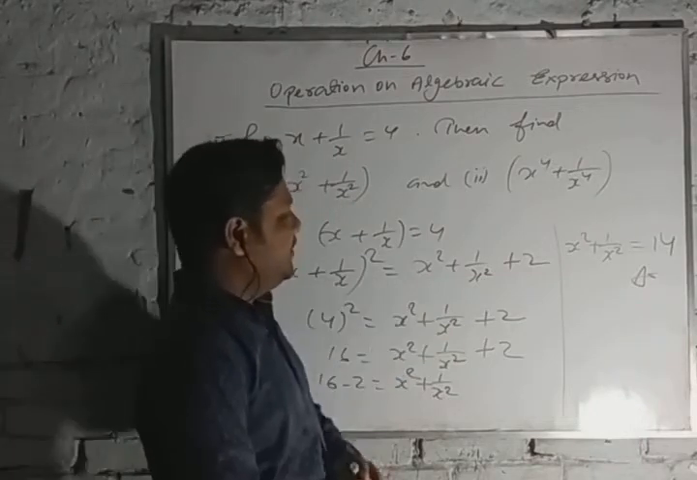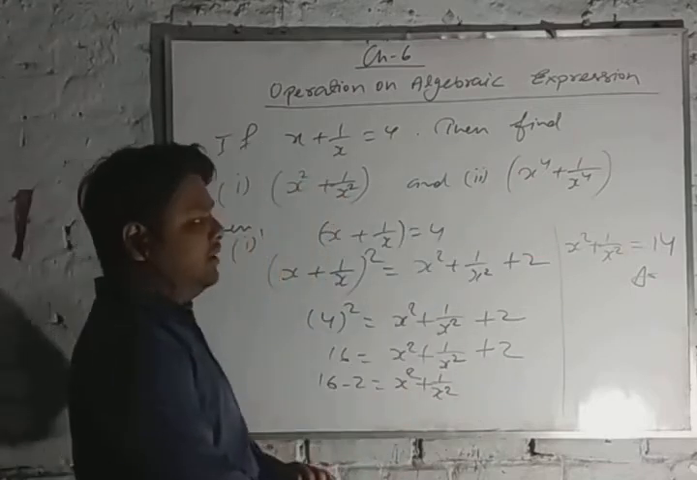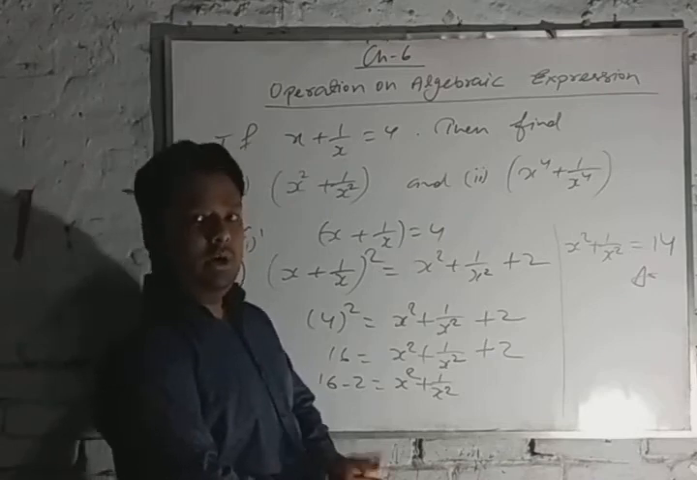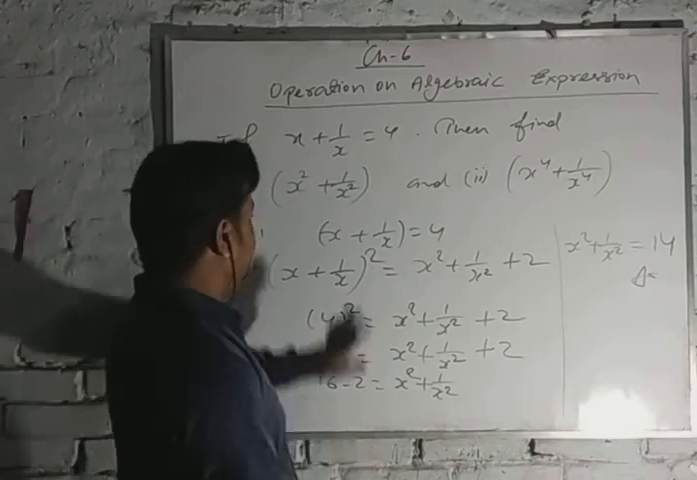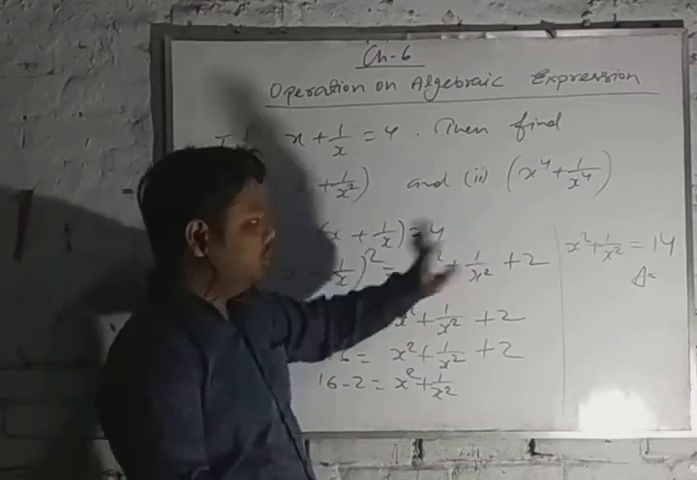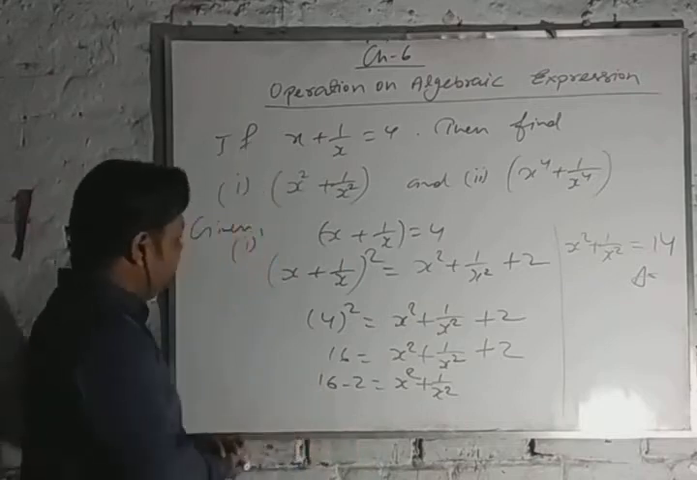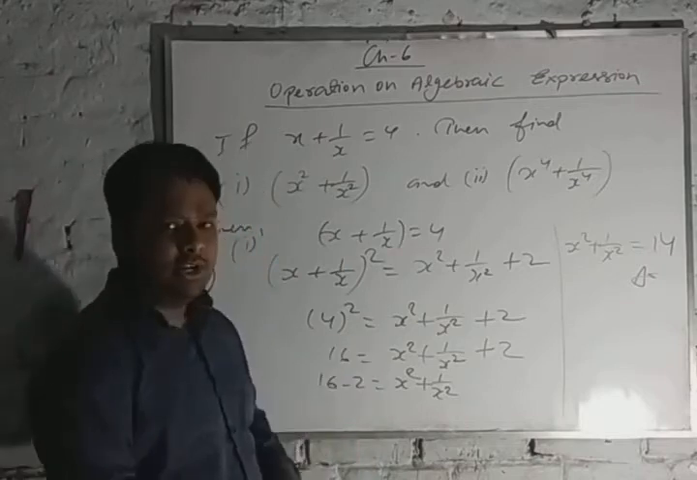And now we have to find x to the power 4 plus 1 by x to the power 4. Then how can we find it? Because we have just discussed the formula of only x plus 1 by x the whole square, not the power 4. Then how can we solve it? Let's see how we can solve it.